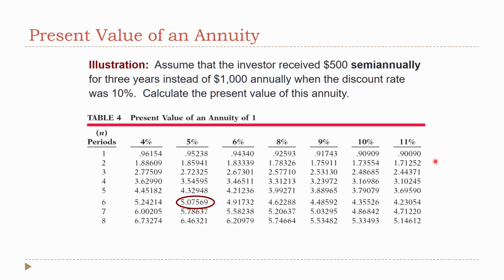So we're taking our rate of 10%, dividing it by our number of compounding, which is 2. That gets us 5%. And then we're taking our number of periods, which was 3, and multiplying that times 2 to get the 6. Now our factor is 5.07569, and we can take our $500 times that factor, and it comes out to being $2,500.